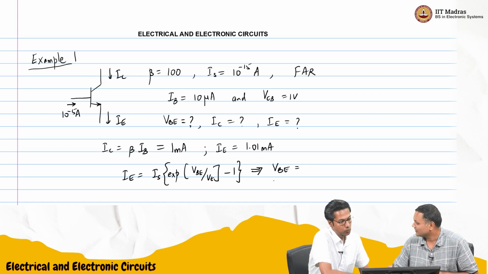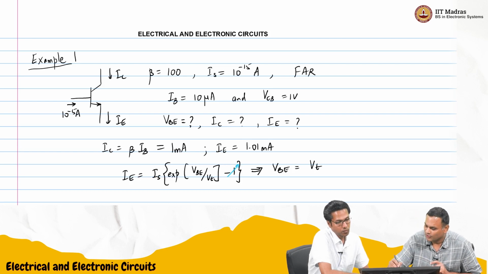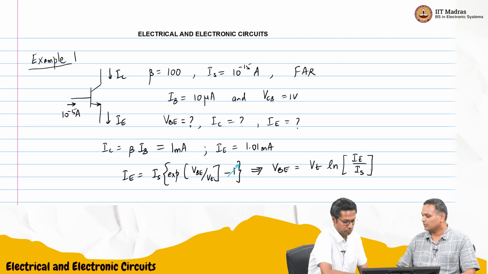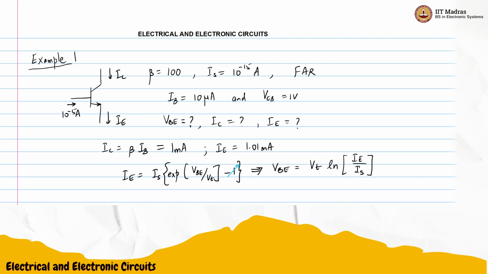This is a very useful relation: VBE equals VT ln IE by IS. We'll neglect the minus 1. A very common useful expression to know is that VBE is logarithmically related to IE and IS. So this is 25.9 millivolts times ln of 1 into 10 power minus 3, which is IE of 1 milliampere, over IS, which is 1 into 10 power minus 15 amperes.